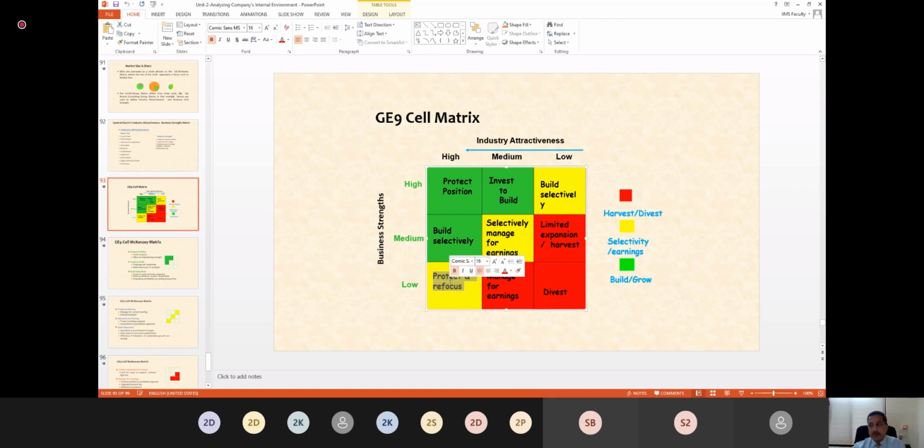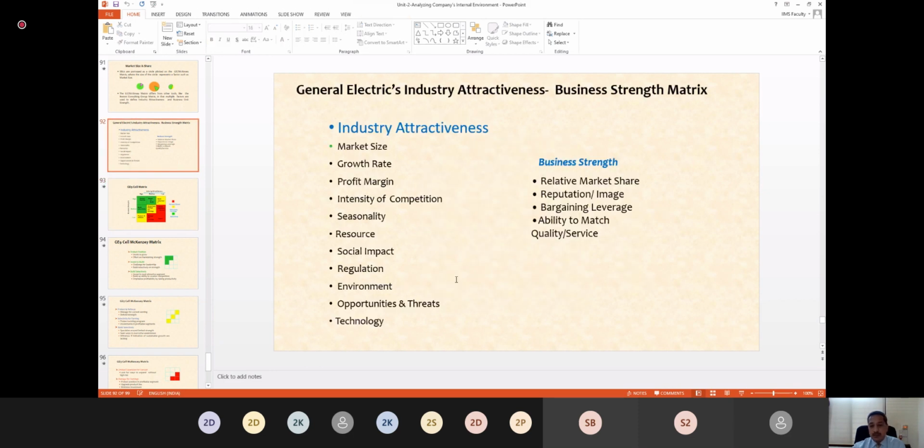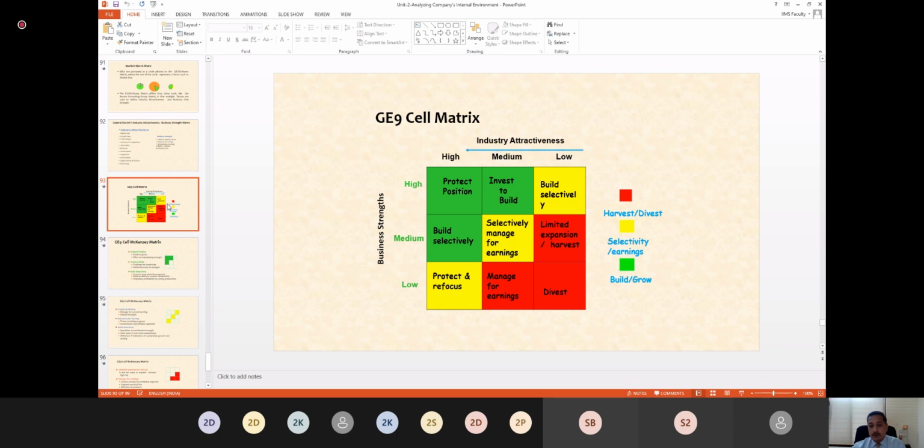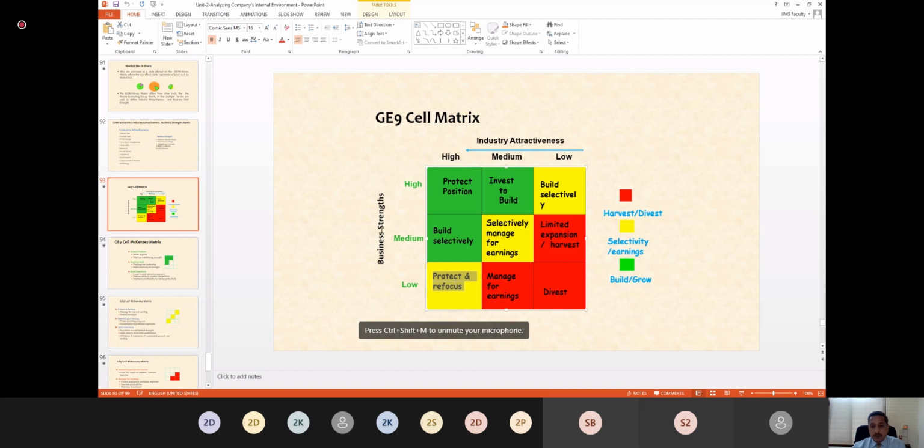We can protect such businesses for future growth or future expansion. Why? Because the industry is highly attractive for this business. Even if we do not have any business strength currently, we can build it, then further grow, and expand the market share.